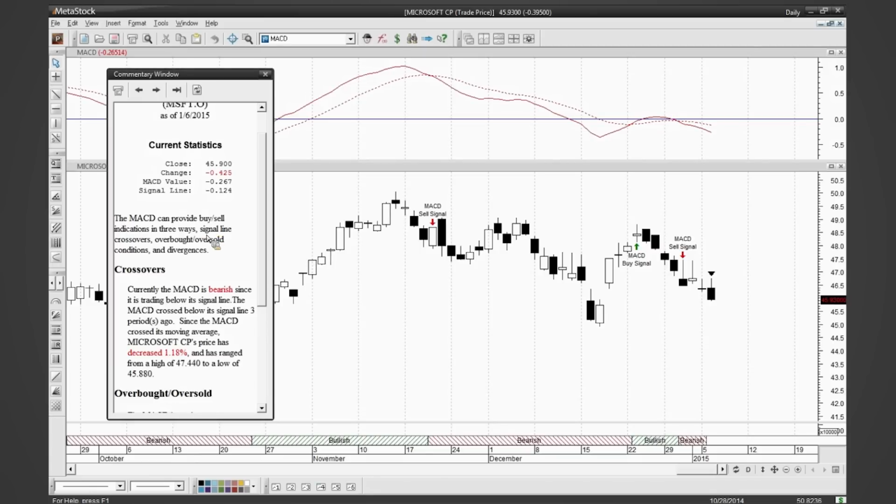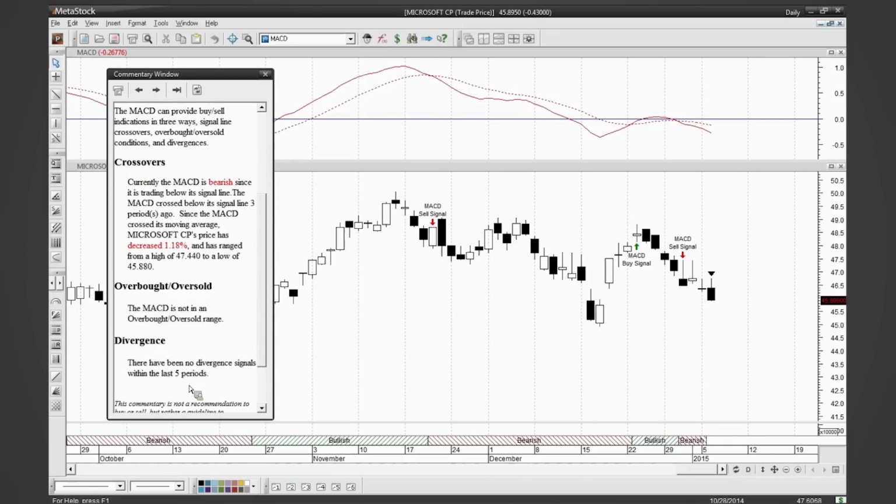Well, the MACD can provide buy and sell indications in 3 ways: signal line crossovers, which is what we've been talking about, overbought or oversold, and divergences. So if you didn't know that about the MACD, suddenly you've realized something else about what it can give you. Then it'll walk you through those three different scenarios. So currently the MACD is bearish since it's trading below its signal line. The MACD crossed below its signal line 3 periods ago. So if we go back 3 bars, there we go. Since the MACD crossed its signal line, the price has decreased 1.18% and has a range from 47.44 to 45.88. Okay, so it's going to guide me in what I should be doing here as it moves from signal to signal.